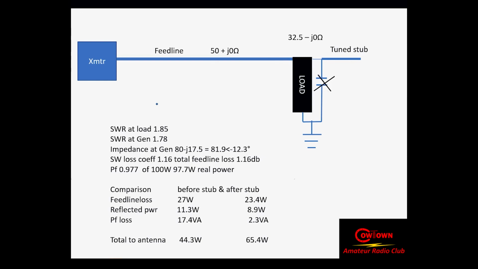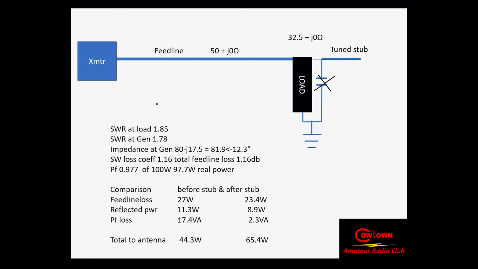So that means of 100 watts output from the radio, 97.7 watts is real power. What's left is reactive power, because there just isn't very much reactance in the circuit. There's just a little bit of reactance left over from the coax itself. So if I do a comparison now of before I put the stub up and after, before I had 27 watts of feed line loss. Now I've only got 23.4 watts.